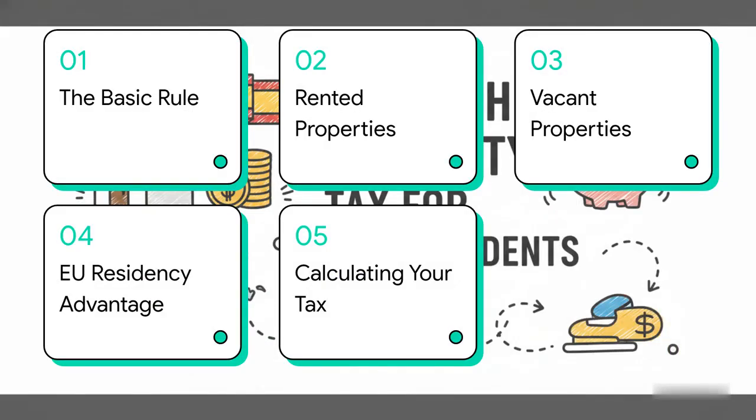Here is our roadmap for today. 1. The basic rule. 2. Path 1, which is rented properties. 3. Path 2, vacant properties. 4. The EU residency advantage. And 5. Calculating your tax. We're taking a real fork-in-the-road approach to break down what happens if you rent your place out versus just keeping it empty for yourself.